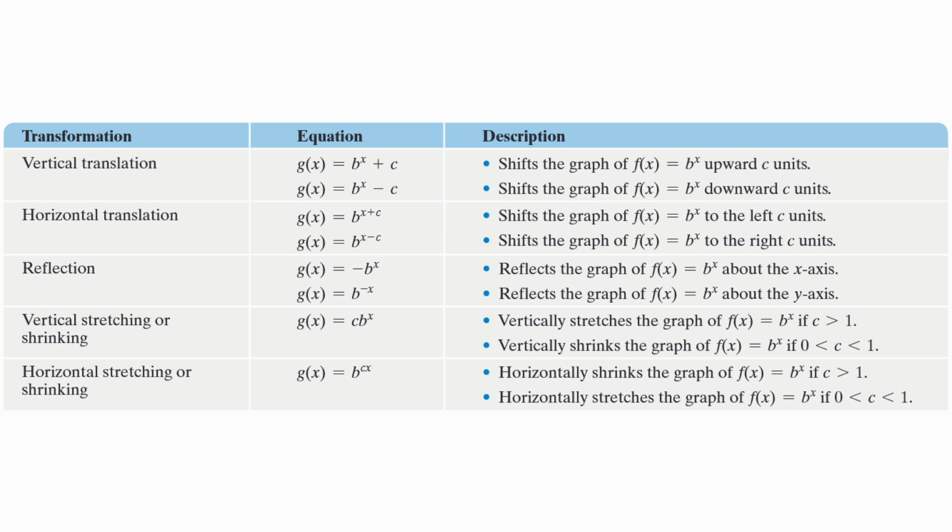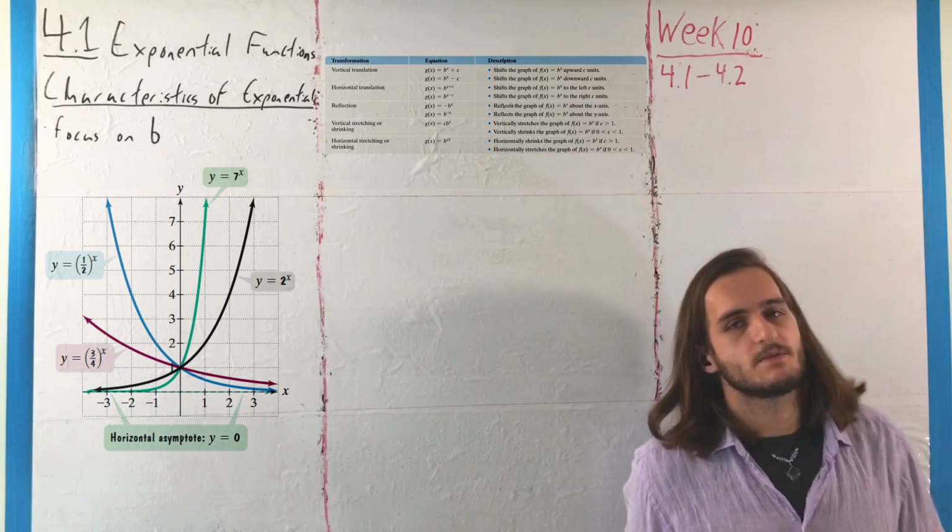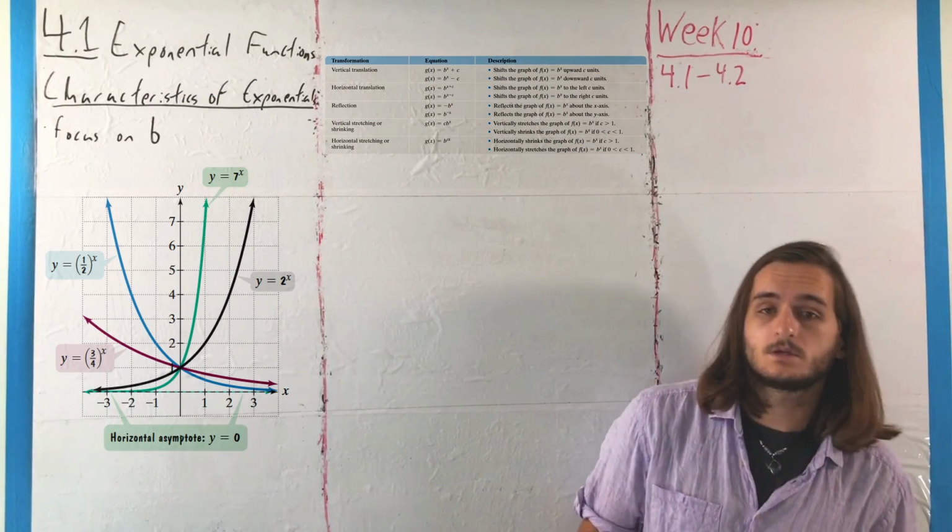Then we get reflections, where negative b to the x reflects it around the x-axis, and b to the negative x reflects it around the y-axis, as we saw in the last example. And then we have the vertical stretching and shrinking based on where you place the value c, either as a constant multiple on the outside or a constant multiple on the x, just like what we saw before, except with these we have our own very specific context for how it works.